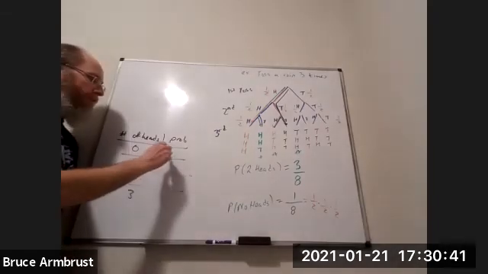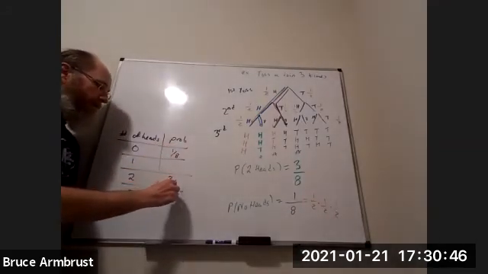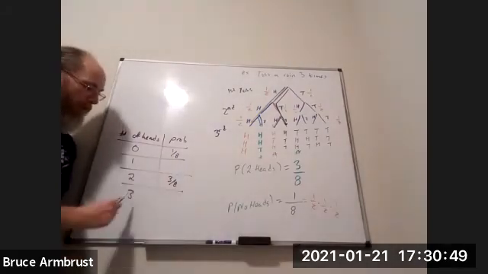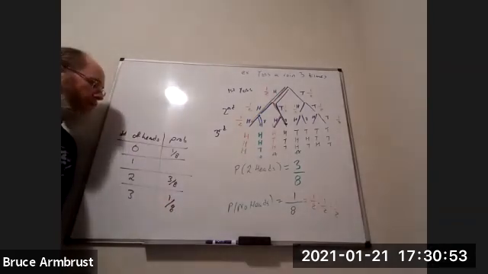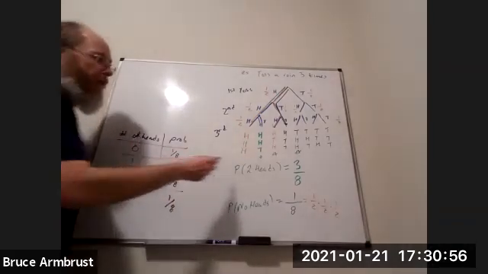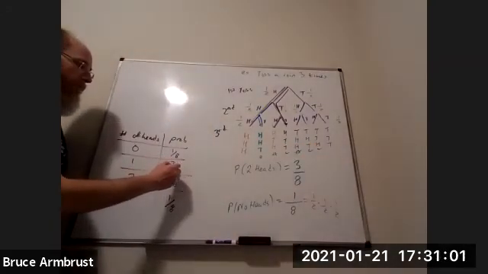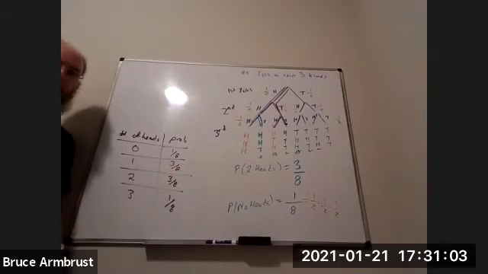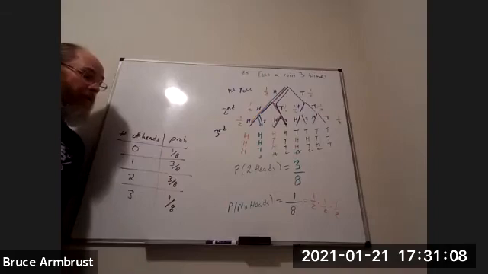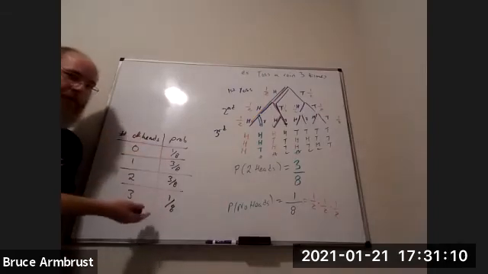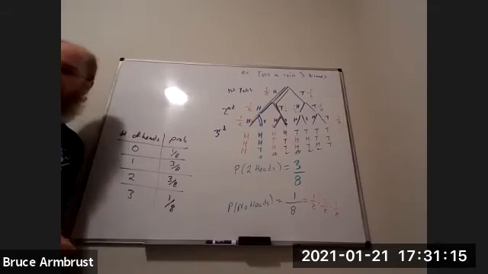Now we already calculated the no heads is 1 out of 8. The 2 heads was 3 out of 8. 3 heads only happens 1 time, so that's 1 out of 8. And 1 head, if we count those up, there's 1, 2, 3 of those as well. So that one's also 3/8. This is the other nice thing about a tree diagram, it's really easy to calculate the probabilities of all the different outcomes just by adding them up.